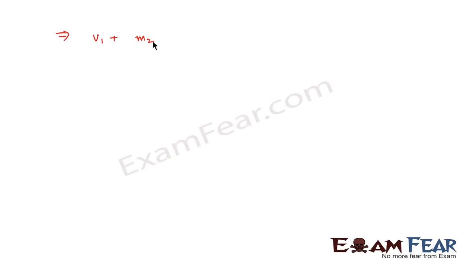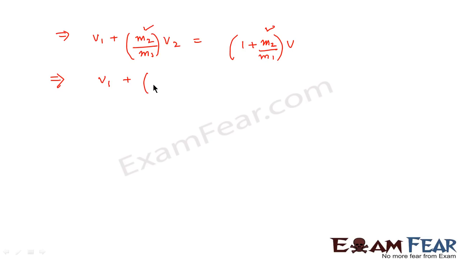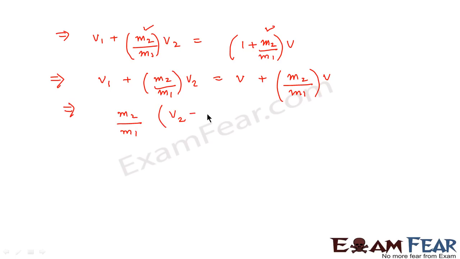v1 plus m2 by m1 v2 is equal to 1 plus m2 by m1 into v. So we have to find the value of m2 by m1, right? So we will do simple mathematics. That is v1 plus m2 by m1 into v2 is equal to v plus m2 by m1 into v. So we can say m2 by m1 into v2 minus v is equal to v minus v1, which implies m2 by m1 is equal to v minus v1 divided by v2 minus v.